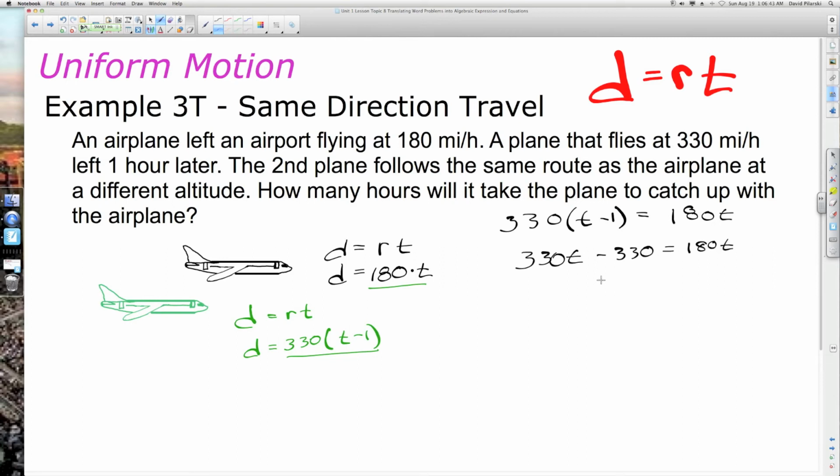Now from here, we can go about it one of two ways. The way I would go about it is I would subtract 330t from both sides, because we do have variables on both sides. So we'll just subtract 330t from both sides. And that'll give us a negative on each side, which then will end up being a positive. Now, 180 take away 330 is going to be a negative 150. So negative 150t, and that's equal to negative 330. Then we divide each side by negative 150.